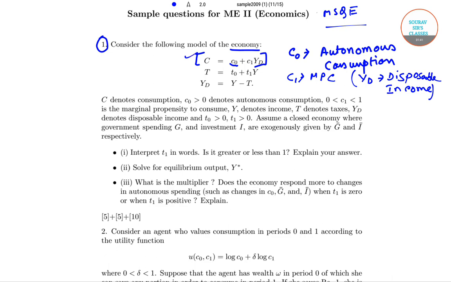Now beside the consumption function we have the tax function as well. Tax function is capital T, equal to T0 plus T1 Y. This is autonomous tax and this is the tax on income. And finally the disposable income is explained as Y minus T.